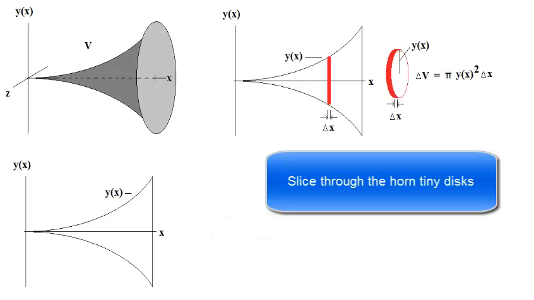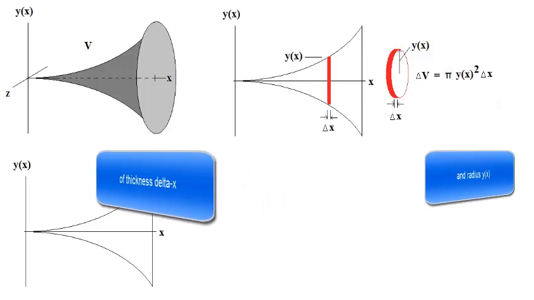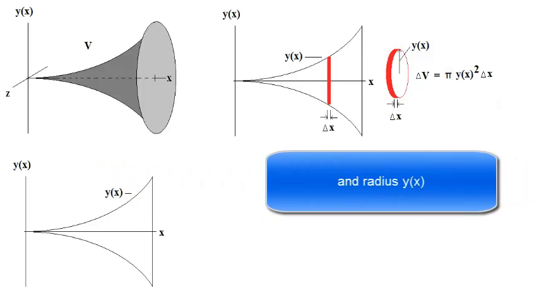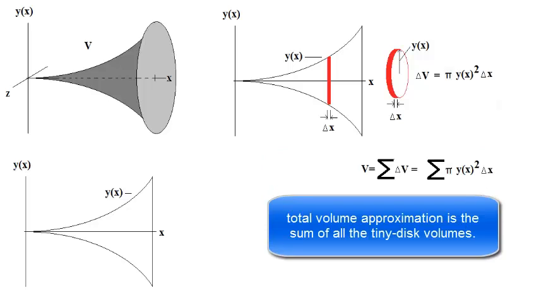Slice through the horn into tiny discs of thickness delta x and radius y of x. The volume is pi y squared delta x. The total volume approximation is the sum of all of the tiny disk volumes.